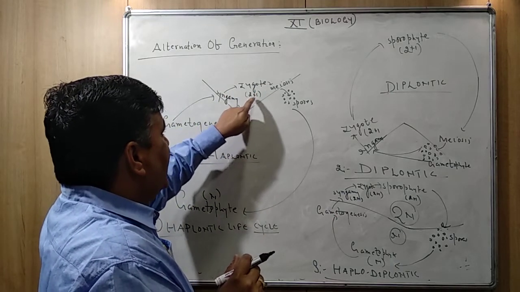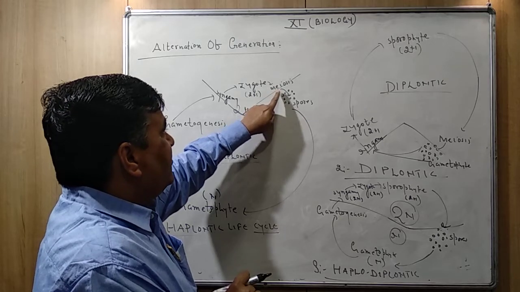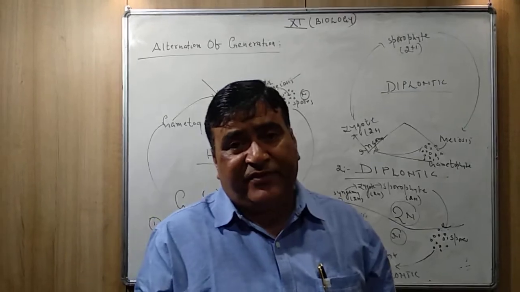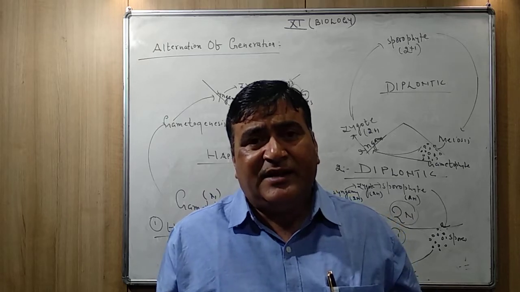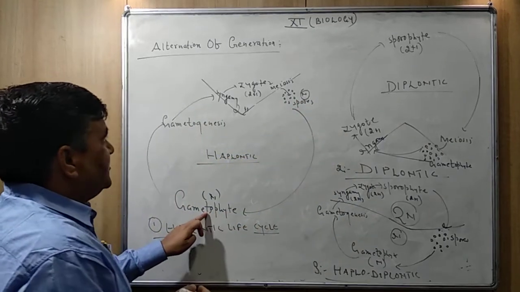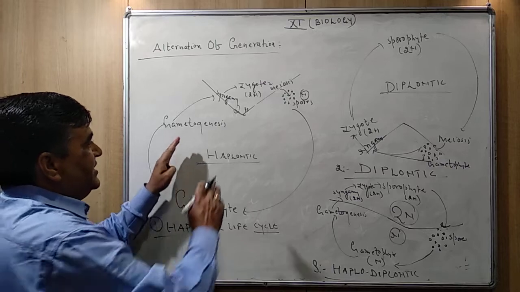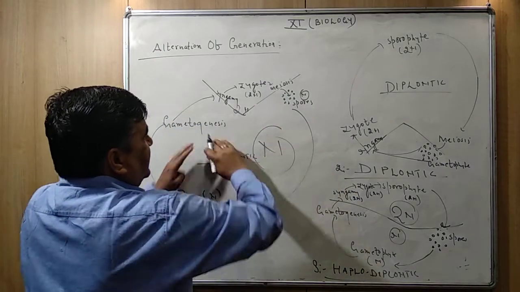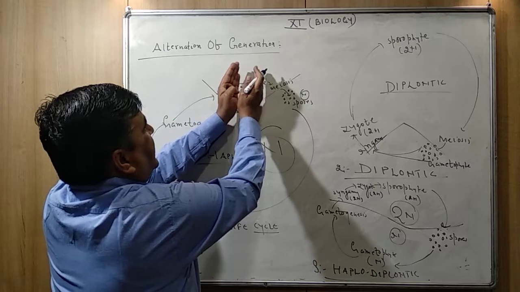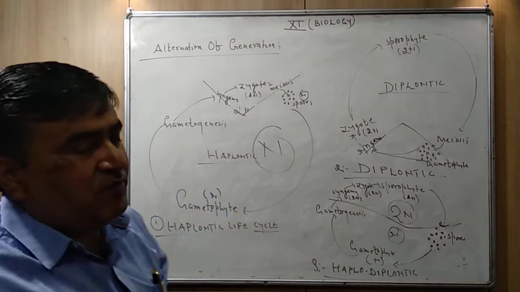The diploid zygote, by the process of meiosis, forms what? Haploid spores. As you know, when meiosis takes place, the zygote divides and produces many spores, and later each spore can produce a new gametophytic plant. So what you have observed in this flow chart, in this diagram, is that the haploid stage comes for the maximum time, while the diploid stage is confined to the zygote only. It comes for a shorter duration, and that's why the life cycle is said to be what? Haplontic life cycle.